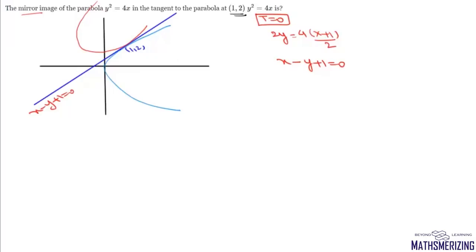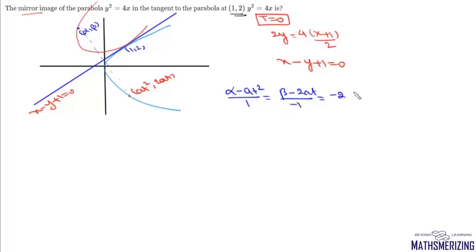So any point on this given parabola, we can write it as (at square, 2at), and the reflection of this point about this line will lie on this parabola, and say it is (alpha, beta). These alpha and beta are mirror images about this line x minus y plus 1 equals 0. So we can write this as (alpha minus at square) upon 1 equals (beta minus 2at) upon minus 1, and this is equal to minus 2.